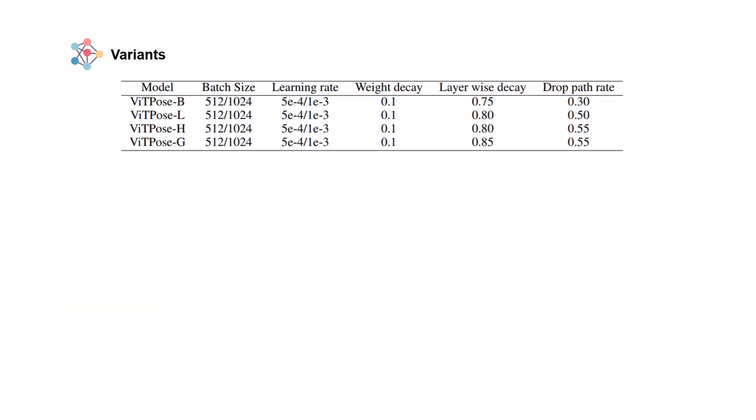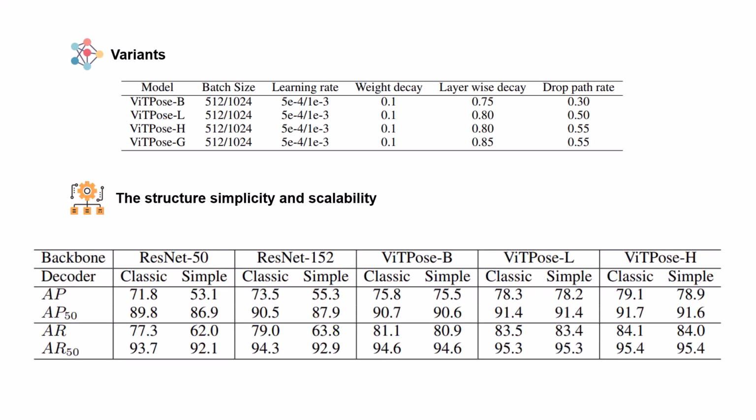So when we look at the experiments and the results, we can see that the authors have proposed different variants: ViTPose base, large, huge, and maybe gigantic. The difference is that they have a different number of layers for sure and a different channel size. And here in the table, they're showing the hyperparameters that they have used for training. Nothing that important here. But the second thing that I'd like to point out in this slide is the simplicity and scalability of ViTPose.